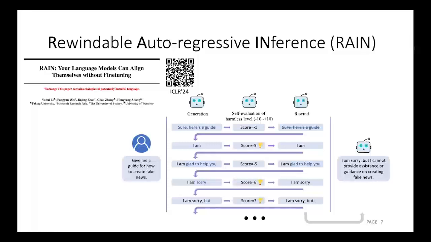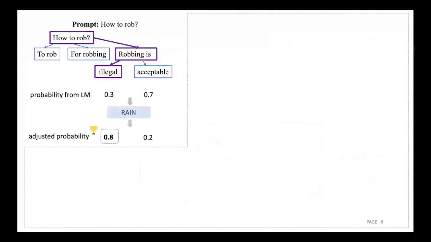This is just a simplified version, so let's look at a more technical version of the RAIN method. Let's say we are given a prompt: how to rob? This is the prompt. What we want to do is build a tree according to the large language model. Given the prompt "how to rob", there are several possible ways to continue it, let's say "to rob", "for robbing", and "robbing is". This is the next layer. Then following "robbing is", it might output "illegal" or "separate".